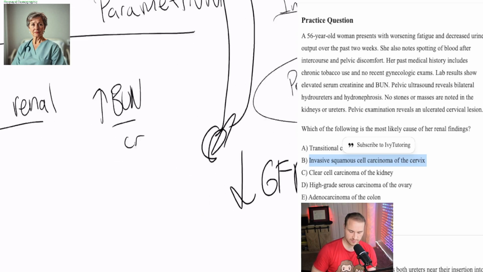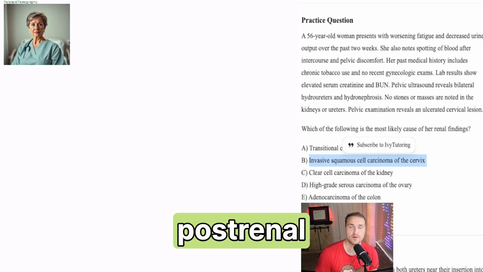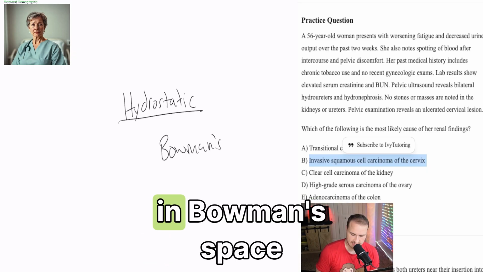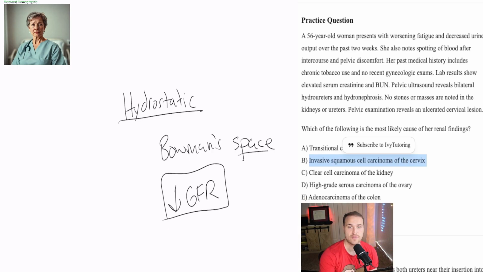So just to make sure that we're getting this topic right, and again, I don't want to go too much into the weeds, but this is super important. You should know what pressure increases in postrenal acute kidney injury, and that is hydrostatic pressure. And where does it occur? In Bowman's space. And then what's the immediate effect? It decreases the GFR. That's what's important. Okay, I felt like I had to explain that briefly.